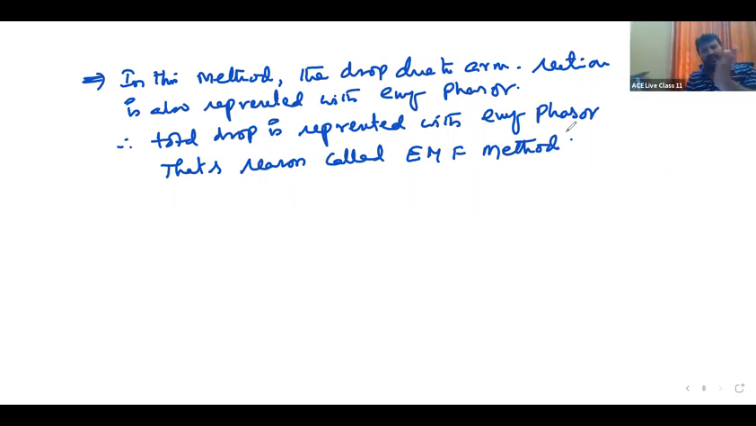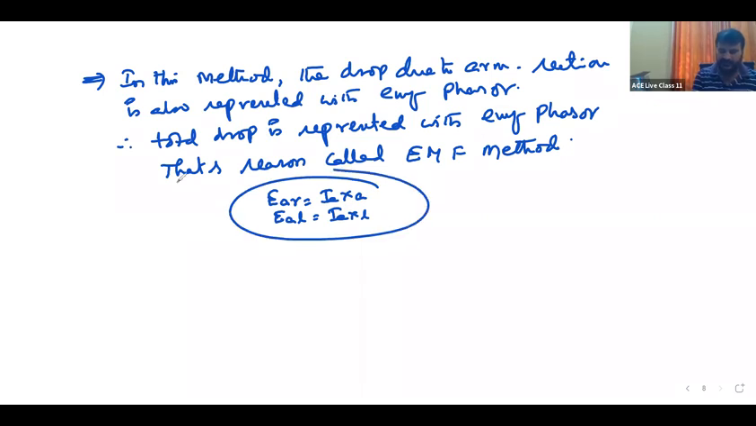Anyhow, voltage can be represented with EMF. We are going to see EMF. The drop due to armature reaction, say EAR, is equal to IA XA, I will show. EAL, say, that is equal to IA into XL. They both are represented with EMF phasors. Voltage also, drop is equal to what? Drop units are volts, right? Yes, EMF phasors.